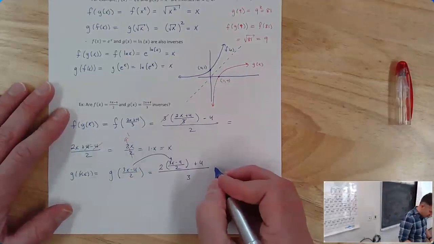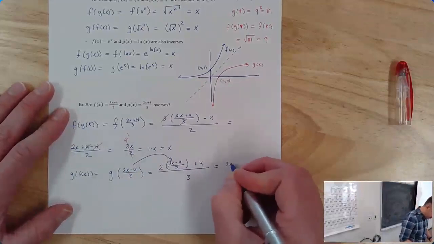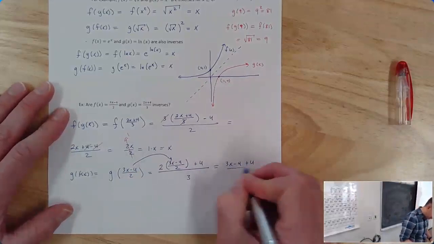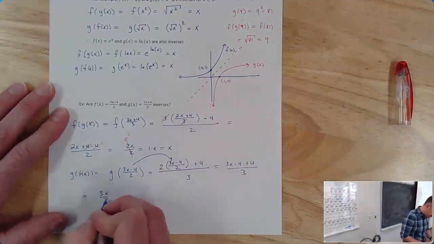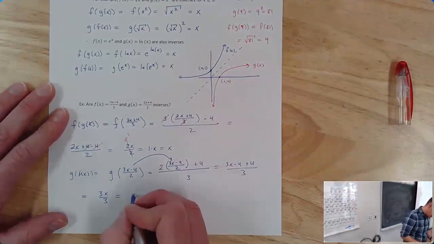And then we can cancel the 2's and say we've got (3x minus 4 plus 4) over 3. And then we can cancel the 4's. So we've got 3x over 3. And then we can cancel the 3's and say we've just got x.